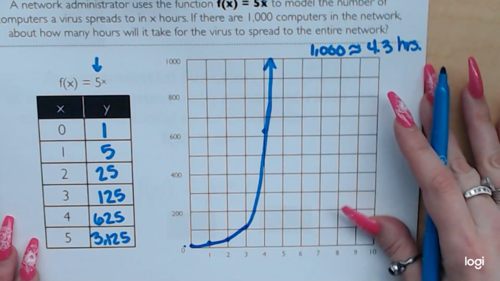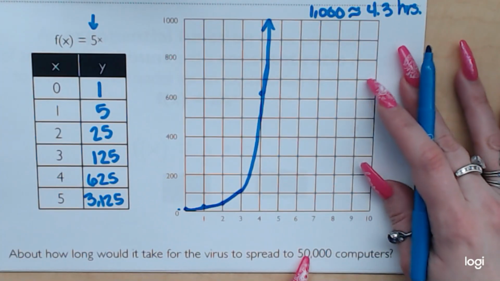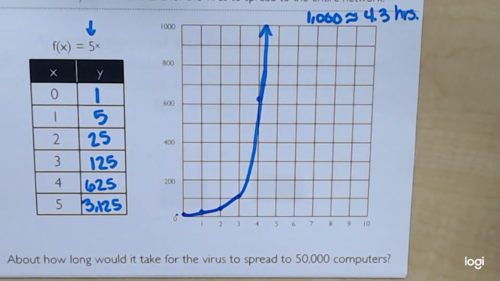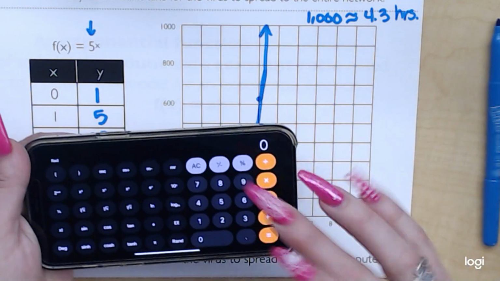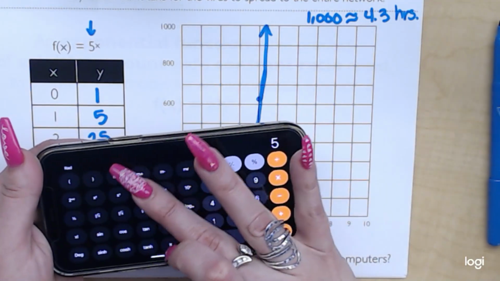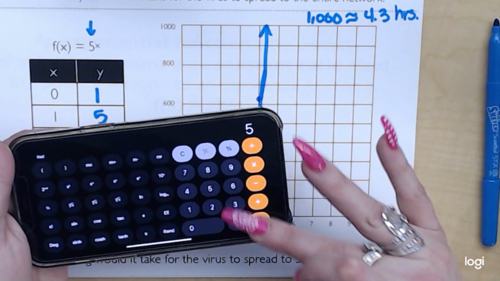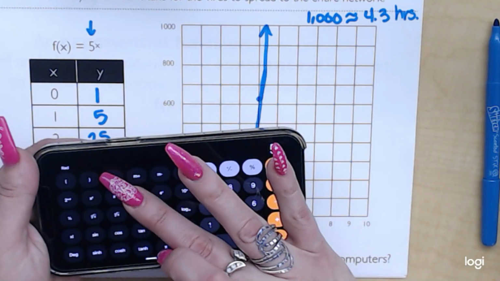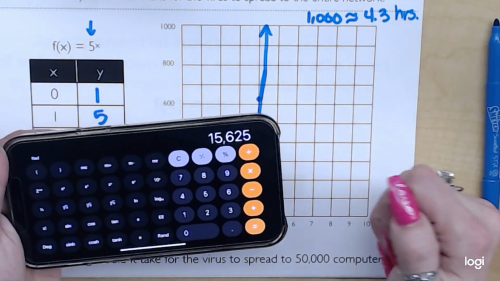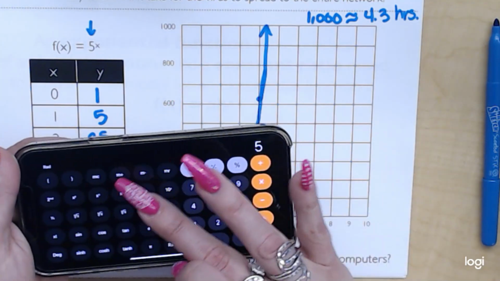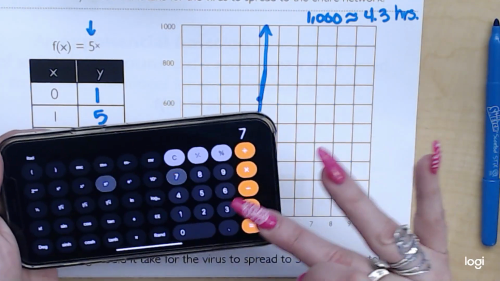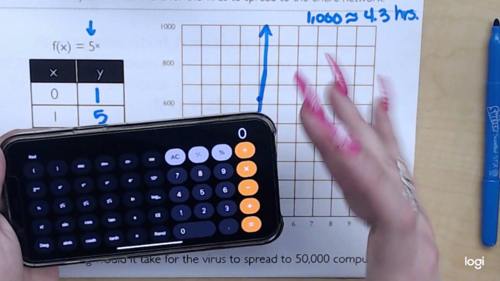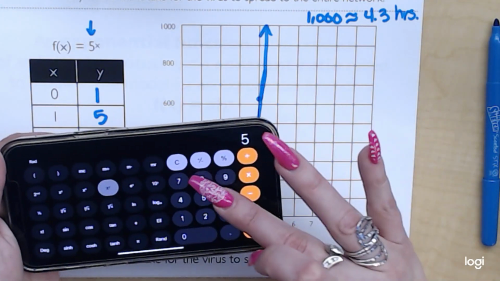Now looking at how long it's going to take to spread to 50,000, we can see that this is jumping up exponentially, very, very steep, very fast. So at this point, we can just make some guesses. 5 to the power of, we'll try 5. We already knew that one, so we know it's bigger than that. 5 to the power of 6. 5 to the power of 7. Oh, that's way more. So it's got to be somewhere in between 6 and 7. So we just keep trying.